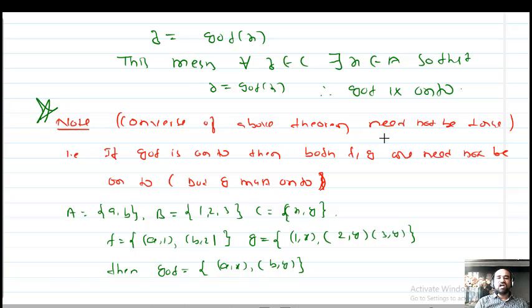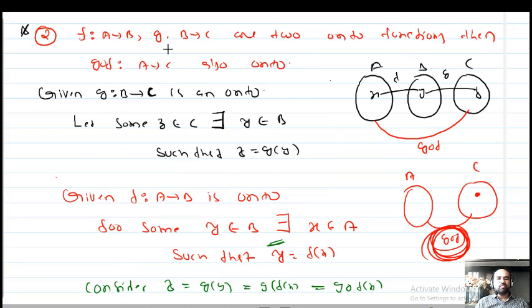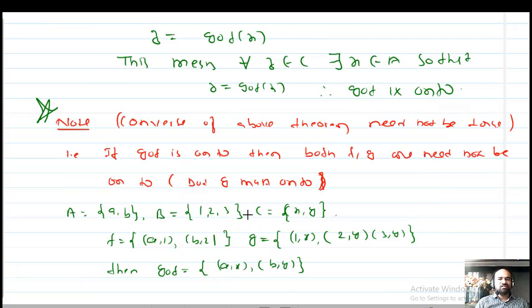Note, this is also an important note. The converse of the above theorem is not true. What is the above theorem? If f and g are onto functions, then g circle f is also onto from A to C. So the converse means if g circle f is onto from A to C, then f and g need not both be onto, but g must be onto. This is important. I explain it through an example.